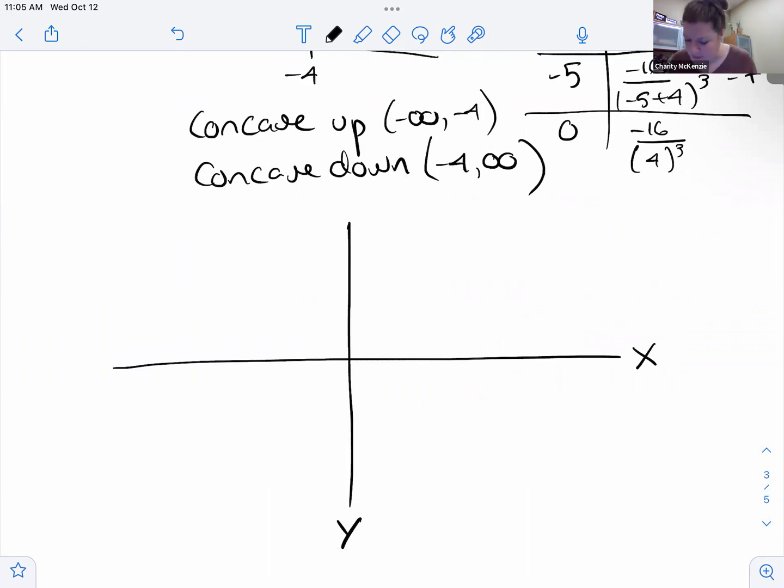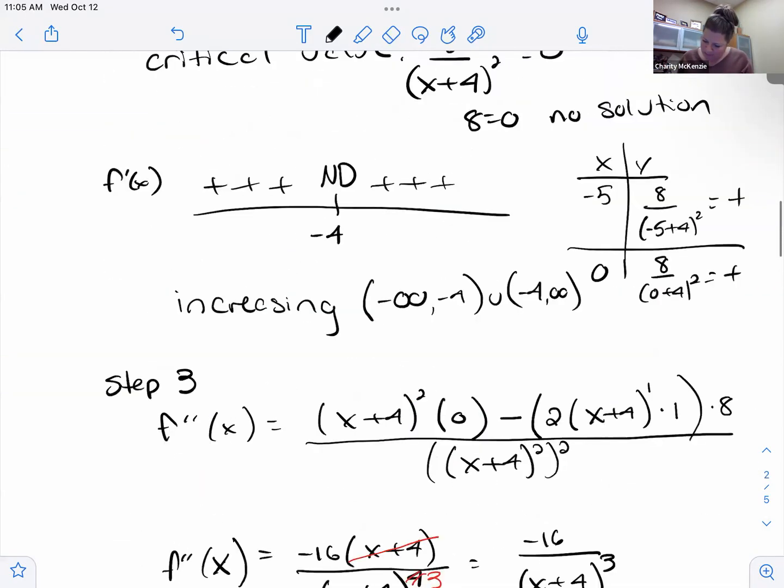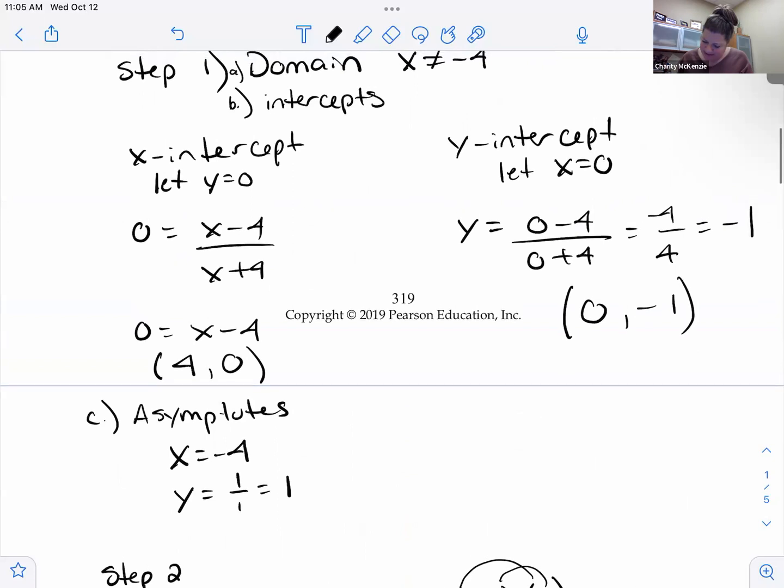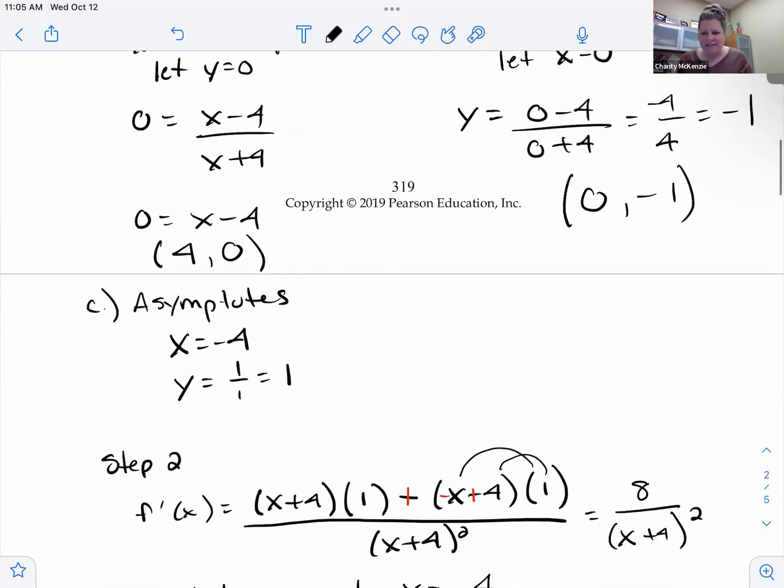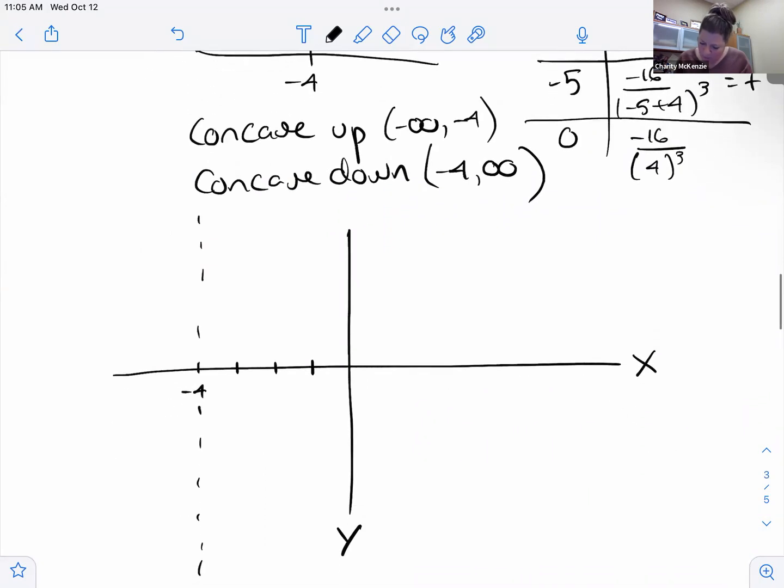We have our asymptote. So our asymptote's at -4. 1, 2, 3, 4. -4. I'm going to do that as a dotted line because that's what we typically do. We cannot cross this all the way through all of our functions. And then if we scroll up from our beginning information, our intercepts, we have a point at 4, 0 and 0, -1. So 4, 0 and 0, -1. Those ones have to be on there.